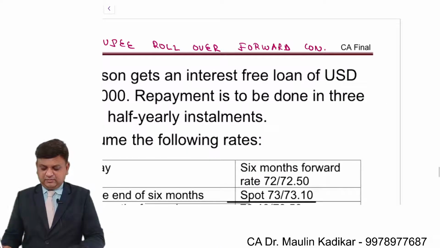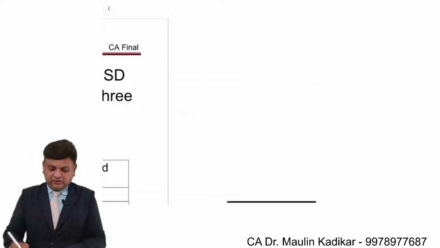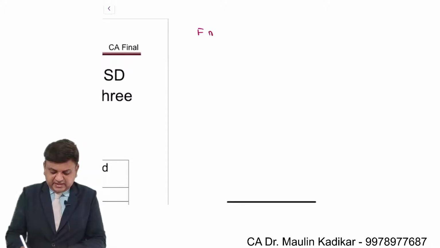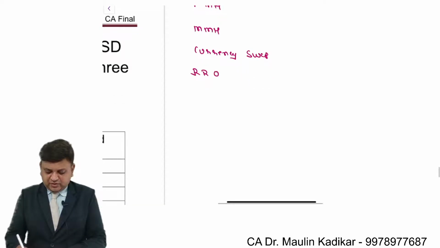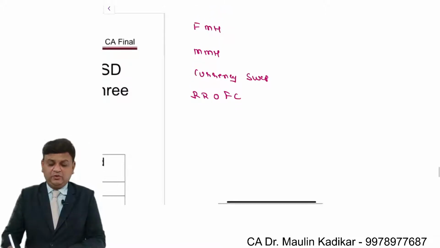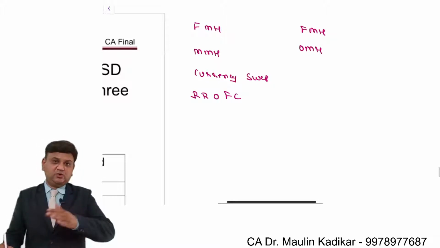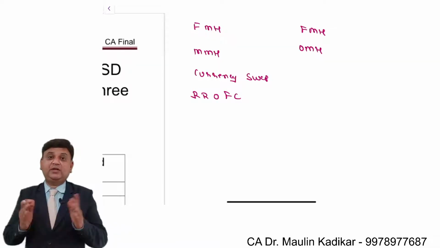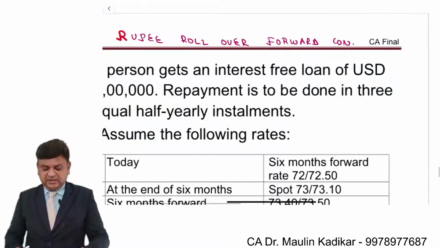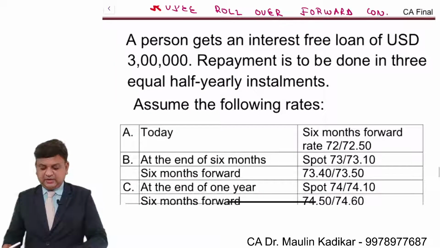Dear students, as far as the hedging is concerned, so far we have understood forward market hedge, money market hedge, currency swap, then this is rupee rollover forward contract. Then we are going to understand futures market hedge, then option market hedge, that is yet to understand. So for the purpose of hedging of the foreign exchange risk, we have a number of methods. In that, this is the rupee rollover forward contract.